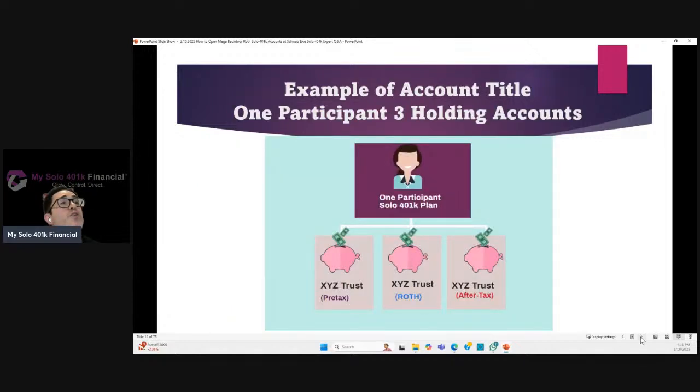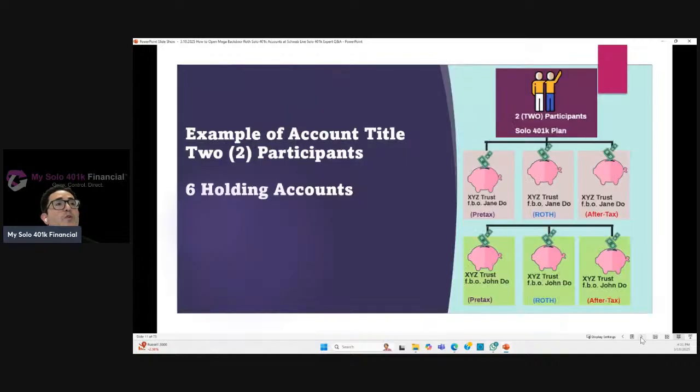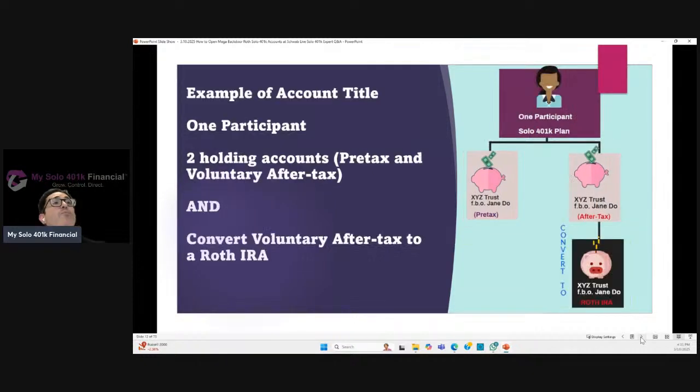So here's some good visuals that just show the different account setups. You might have pre-tax, Roth, after-tax, one participant, each opened up under the name of the solo 401k. If there's two participants, there might be 6 accounts, right? Pre-tax, Roth, and after-tax for each. If you're moving the money out of the solo 401k to a Roth IRA, there might just be 2 or even 1, right? If it's just voluntary after-tax funds.